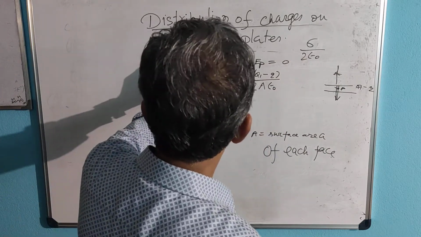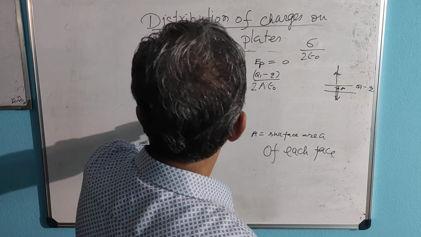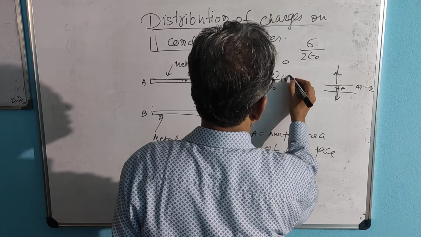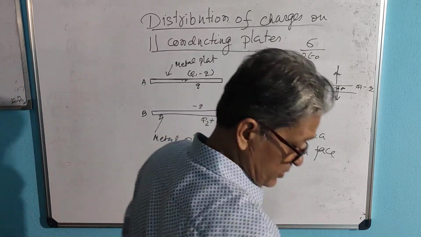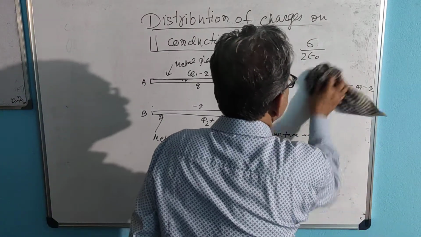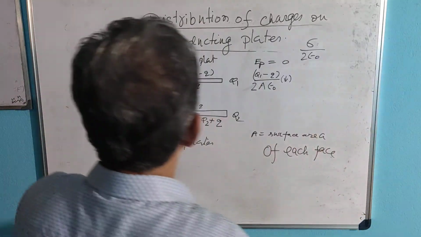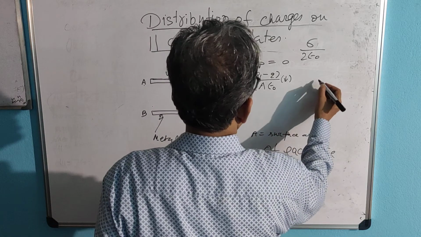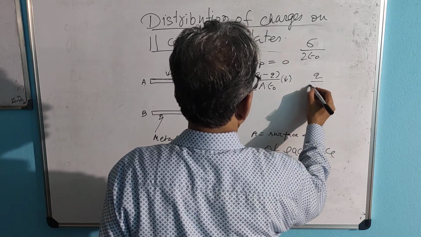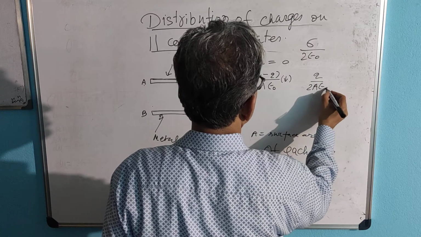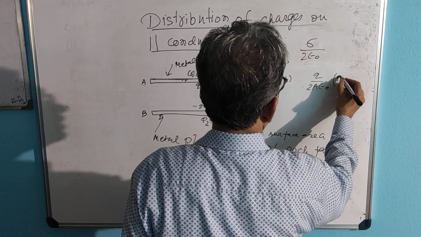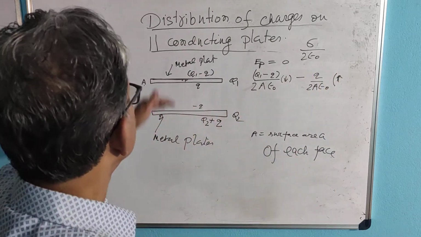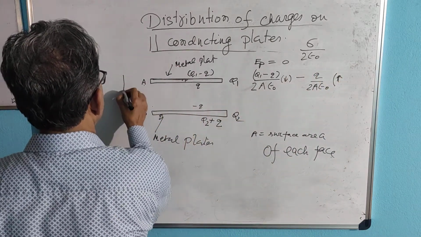This field is due to Q1 minus Q. On which side? This lower. Okay, this is on the lower side. Due to this charge, what will be the field at P? (Q1 minus Q) by twice epsilon 0, but this will be upward, so minus will be there. I have taken the lower side as positive.